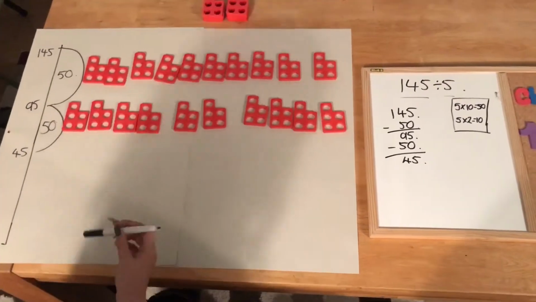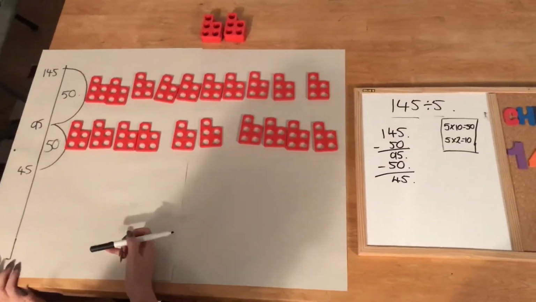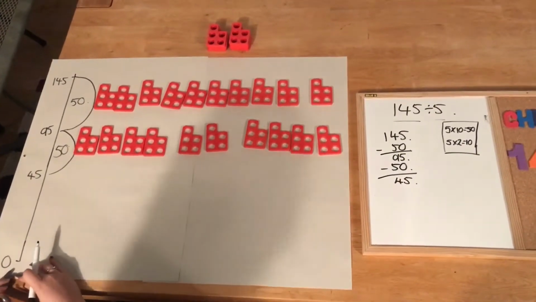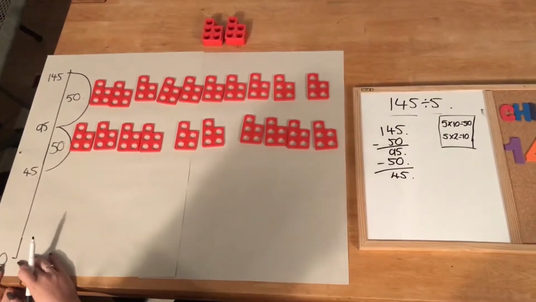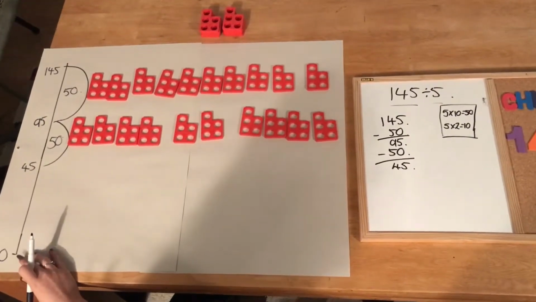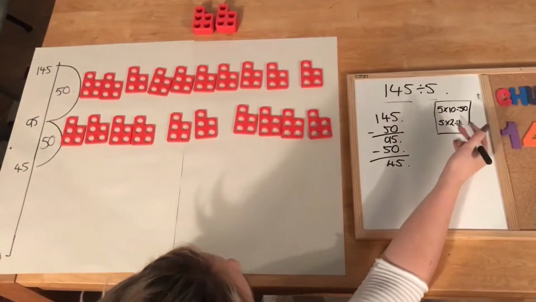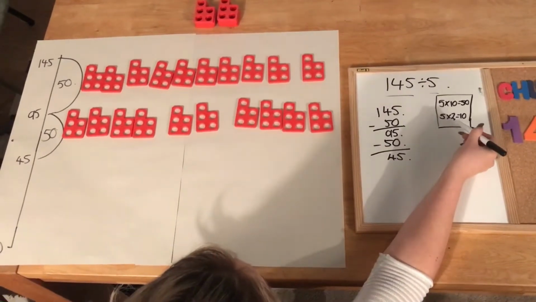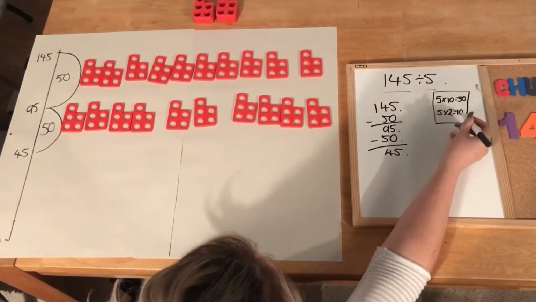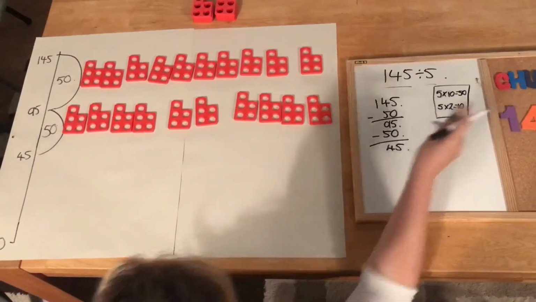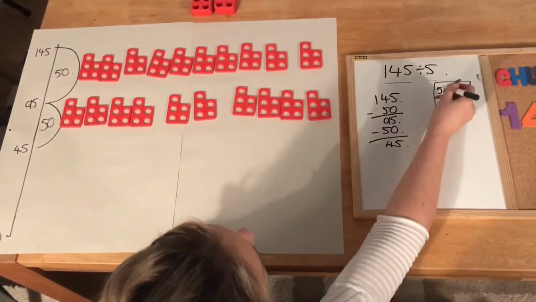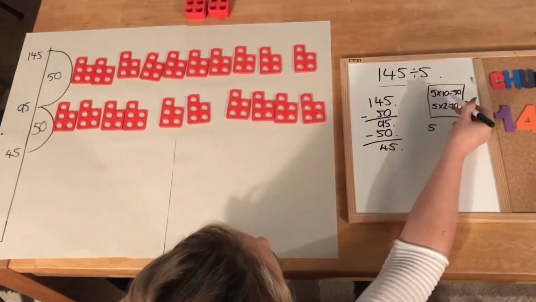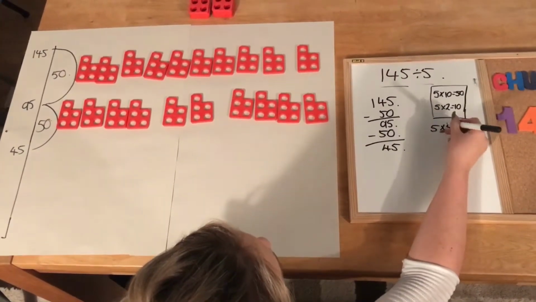So now looking at our number line, we can see that if we were to take away another 50, we would overshoot our target of 0. So we need to consider a smaller multiple of 5. Looking at our fact box here, we can see that 5 times 2 is 10. So we could do that one, or we could consider looking at half of 5 times 10 to find out what 5 times 5 would be.